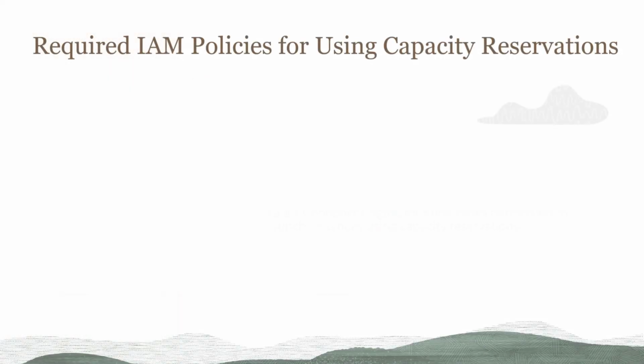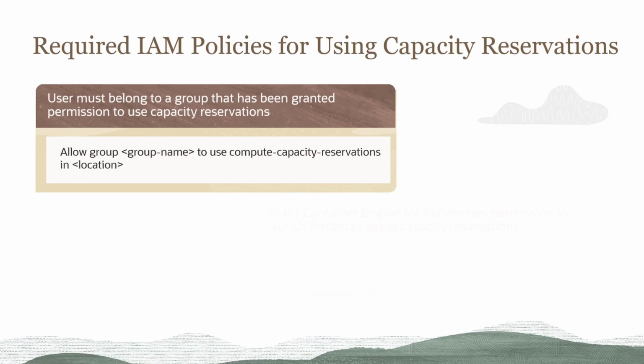Let's address the required IAM policies for using capacity reservation. Firstly, the user must belong to a group that has been granted permission to use capacity reservation, for which you should have the following policy in place that says allow group name to use compute capacity reservations in a given location. You can replace the location placeholder with your compartment name or tenancy.